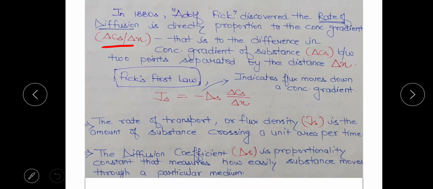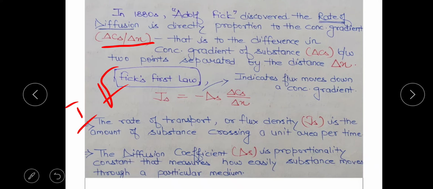So this is the particular concentration gradient. Delta Cs upon delta X, and delta Cs is basically the difference in the concentration of a substance. So it is the difference in concentration of the substance. That means difference in the sense of the initial value and the final value.